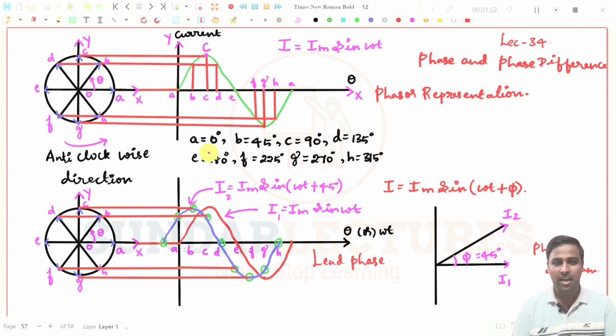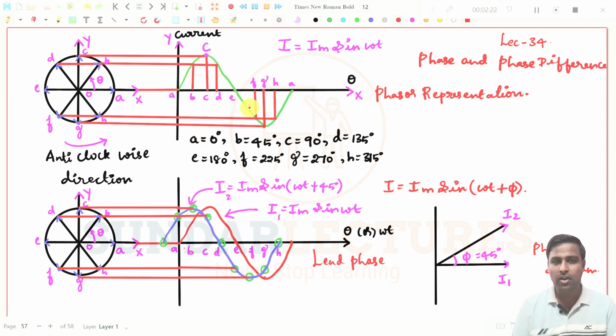I have written here A is equal to 0 degree, and B is nothing but 45 degree. Then C is equal to 90, D is equal to 135, and E is equal to 180, opposite, right? 0 and 180 will be in opposite directions. And F is equal to 225, G is equal to 270, H is equal to 315, and I and A will be the same, that is 0 degree and 360 degree.